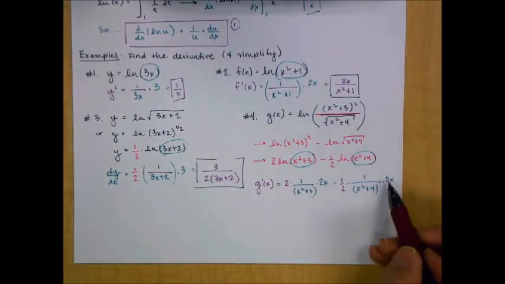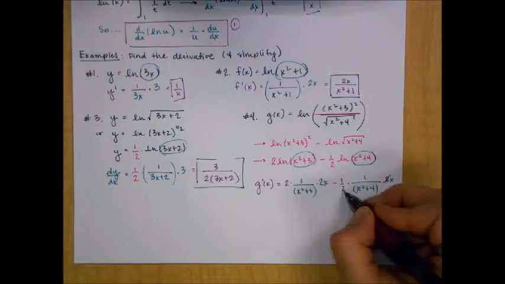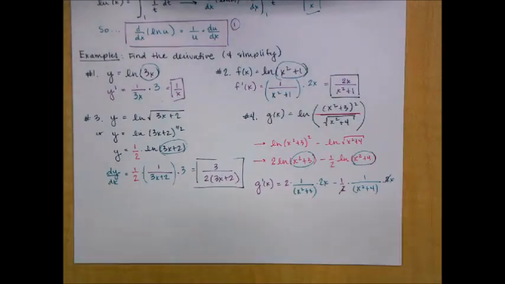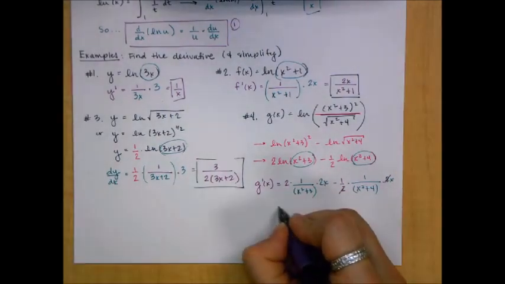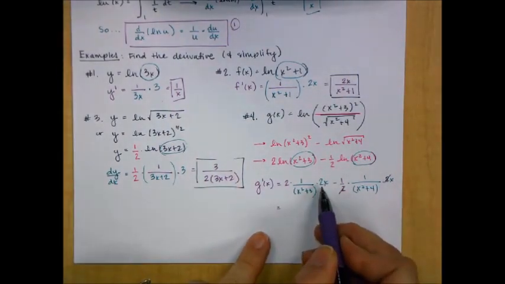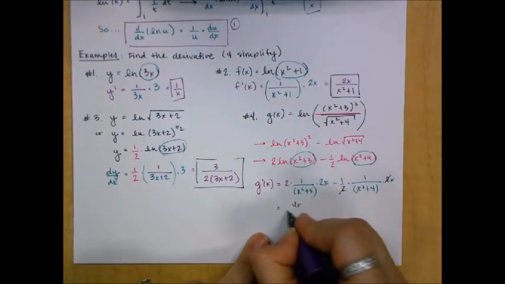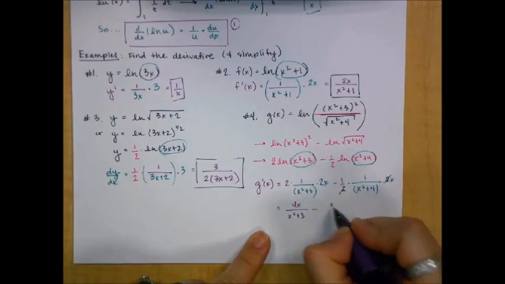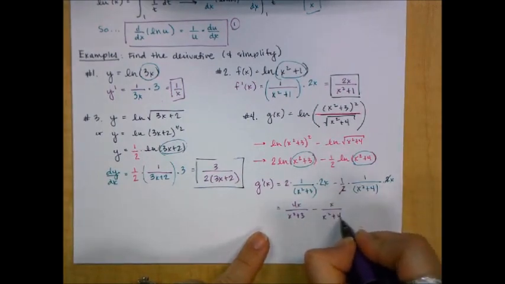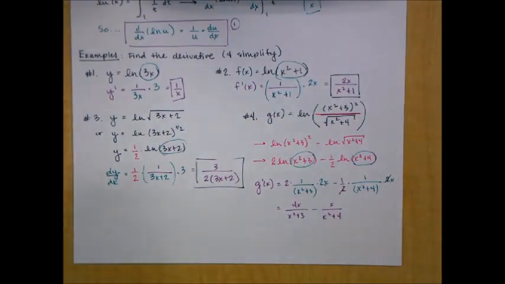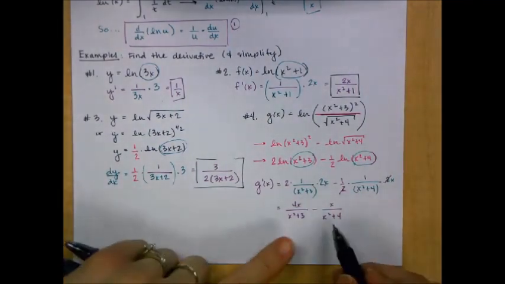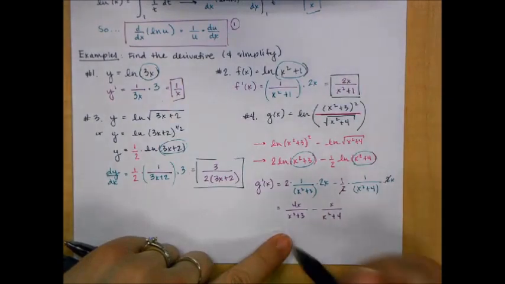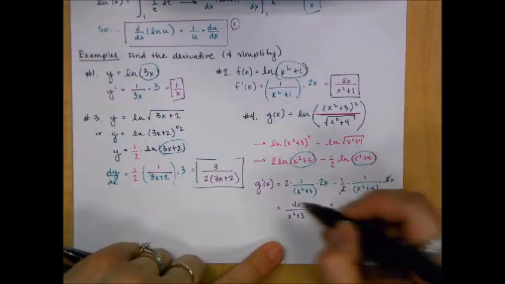But other than that, it looks like our answer is just going to be combining our terms here. So I've got 4x over x squared plus 3 minus x over x squared plus 4. And those denominators are different enough and messy enough, and if we multiply it across to get the common denominator and work it out, it'd be a lot more work than we need to do. So we are just going to leave this one with this answer.